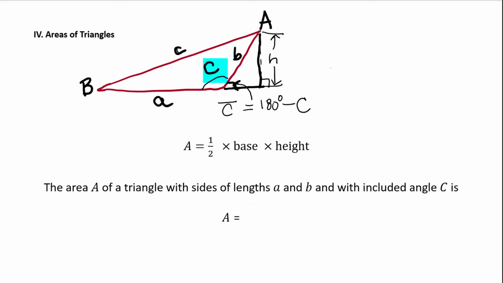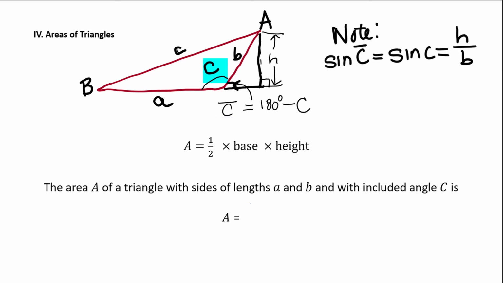If the interior angle is C, we can extend it by drawing a complementary line and say that C bar, which is the reference angle, is 180 degrees minus C. So let's note the sine of C bar is equal to the sine of C, and sine is opposite over hypotenuse, and so the opposite is the h we have designated as the height, divided by b, the side of the triangle. Solving for h, we get that h, which is our height, is equal to b times sine C.